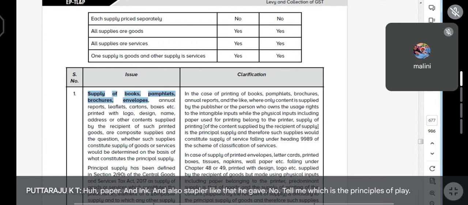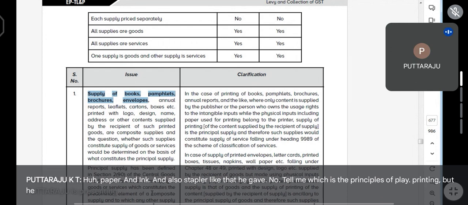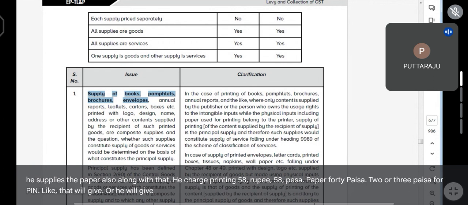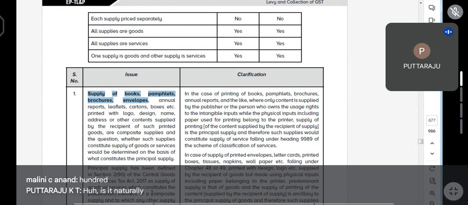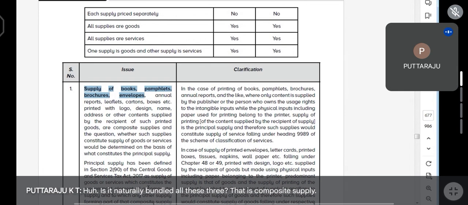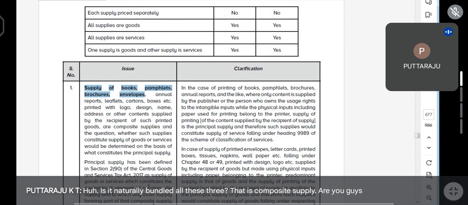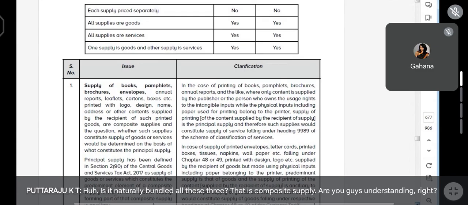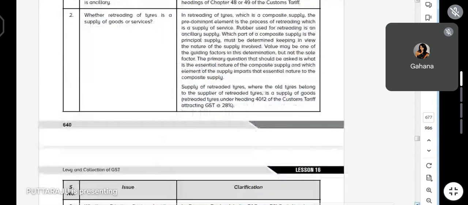Printing. But he supplies the paper also along with that. Yes, sir. Will he charge printing 58 paisa, paper 40 paisa, 2 or 3 paisa for pin, like that? Or he will give 1 rupee per sheet? 1 rupee per sheet. Is it naturally bundled, all these three? Yes, sir. That is composite supply. Are you guys understanding, right? Yes, sir. You guys are excellent.